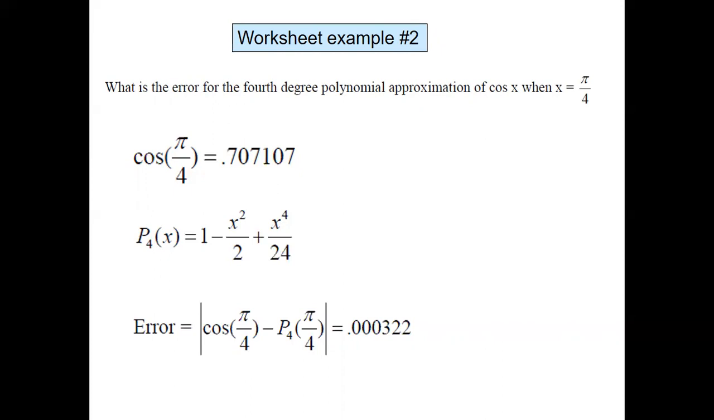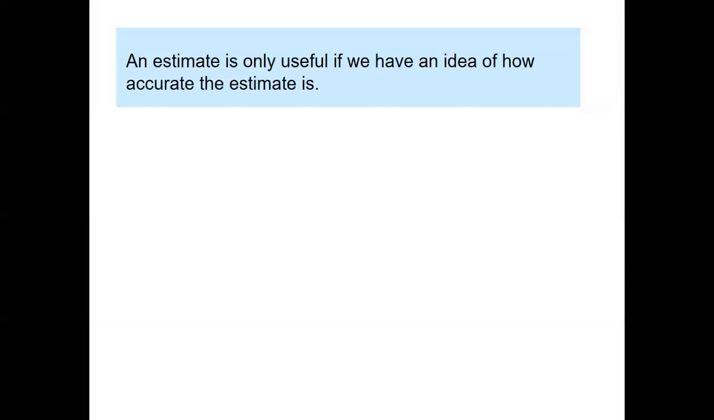Okay, so here we've been able to actually calculate the actual error, but we want to see if we can find a maximum of the error without having to go through this process. So this is what we're going to get into here.